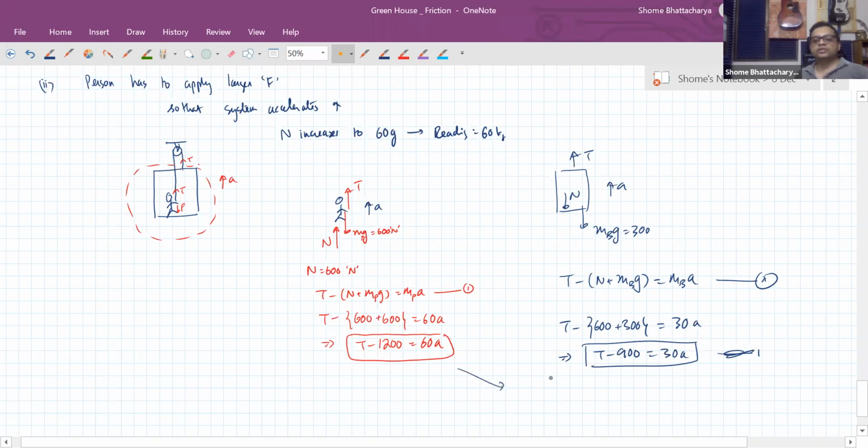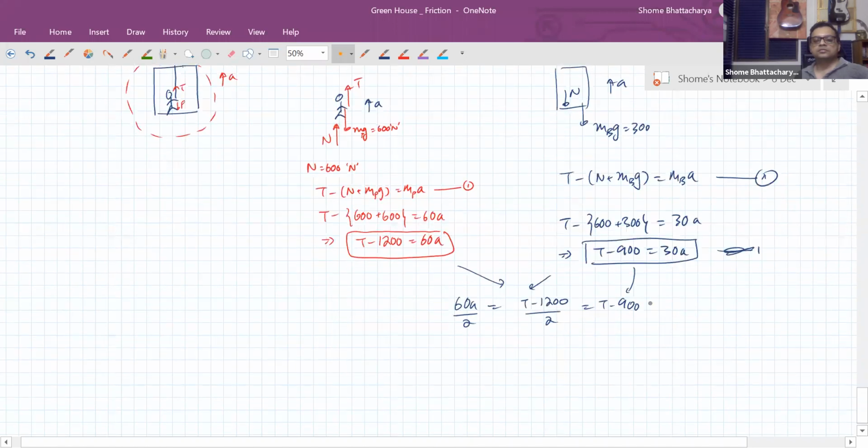So from these two, we can find out that, for example, from the first one, 60E, if I divide it by 2, that becomes T minus 1200 by 2. And from this one, that's equal to T minus 900. Okay, so this is equal to this one. So T minus 1200 is equal to 2T minus 1800. So T is equal to 1800 minus 1200. So the tension he has to apply has to become 600 newtons.